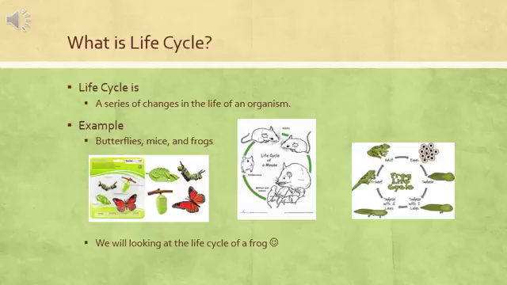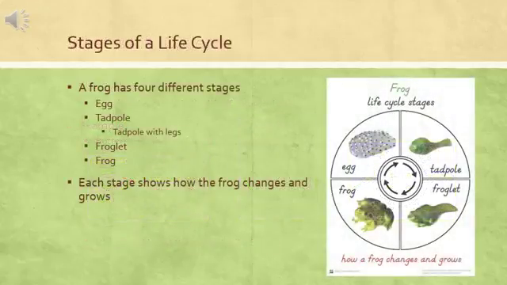Now we will be looking at the life cycle of a frog in more detail. A frog has 4 different stages in its life cycle. Egg, tadpole, tadpole with legs falls within the tadpole stage, froglet, and frog. Each stage shows how the frog changes and grows.